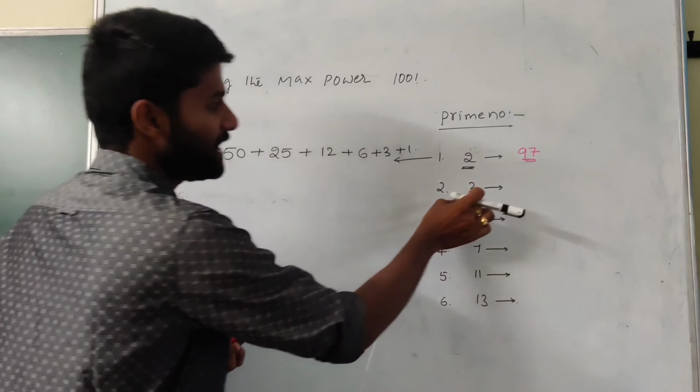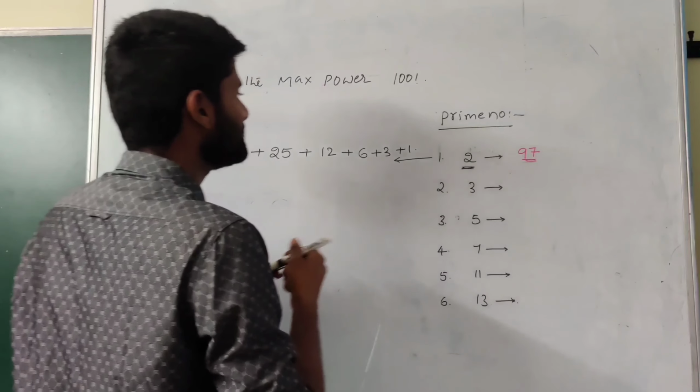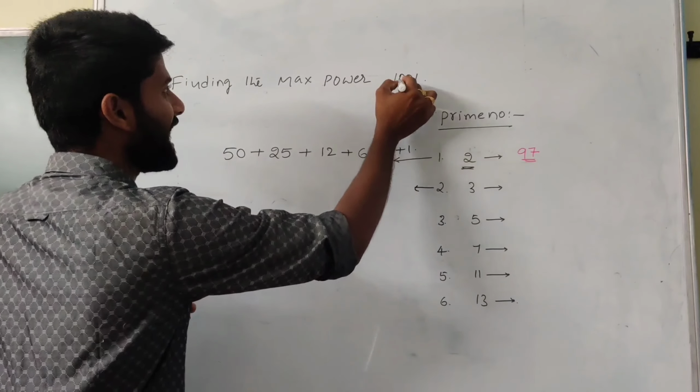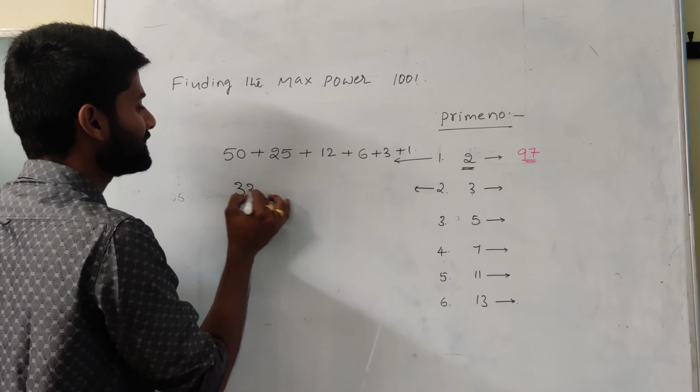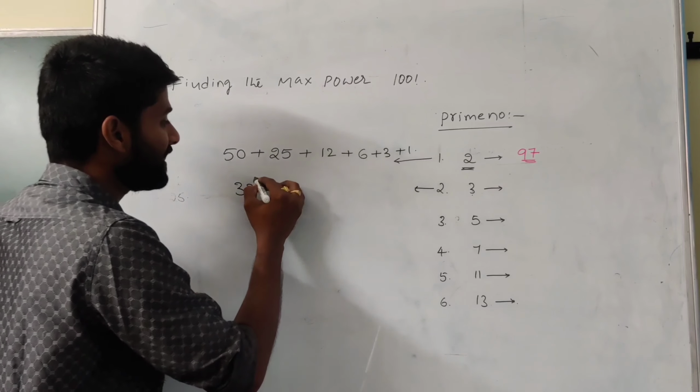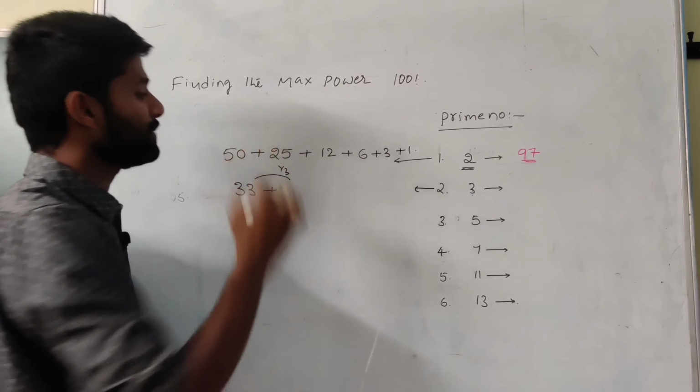For the same question, if you want it for 3, just consider 100 divided by 3. 100 divided by 3, the value becomes 33. And the next value should be 1/3 of the previous value.